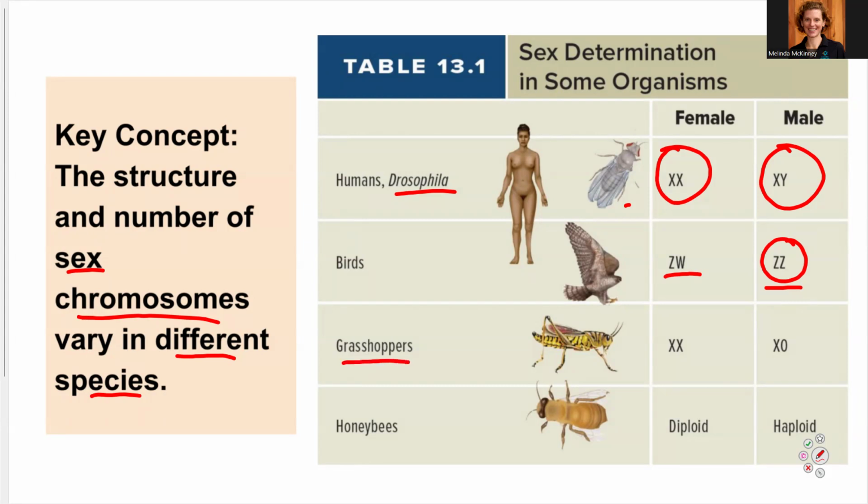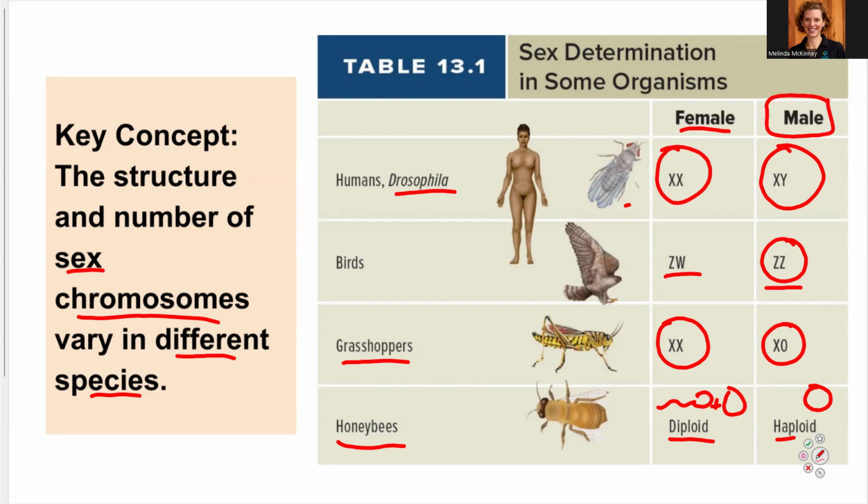Grasshoppers are, if you have 2 X's, that's going to be a female. And if you just have 1 X, that's actually going to be a male. So there's no Y present. It's just the absence of a chromosome will give you a male. And then for honeybees, it's actually a product of fertilization. So if you have a sperm and an egg, then you've got a diploid organism. So if they're fertilized, that's going to be female. And if it's an unfertilized egg, it's going to be haploid, and that is going to be a male.